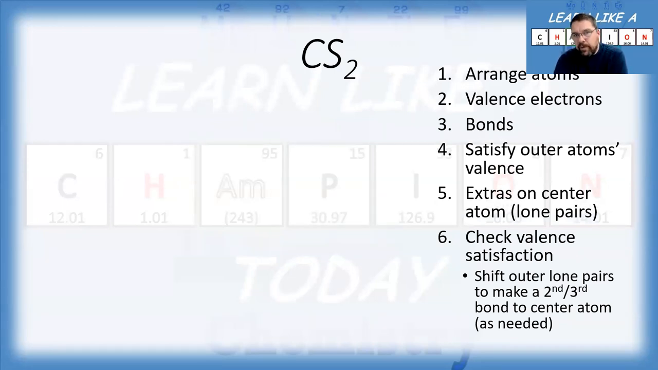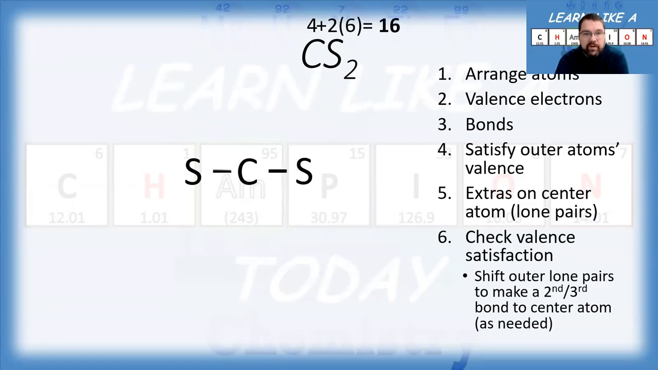So if we take a look at this one, CS2, carbon disulfide. Carbon is going to be our center, sulfur is going to be on the outside. Carbon has 4 valence electrons, sulfur has 6, so we double that, which gives us a grand total of 16. We distribute to our bonds, and that uses up 4, so there's 12 remaining. When we satisfy the valence needs of the outer atoms, we're going to need 12 electrons. So there we've used all our valence electrons.